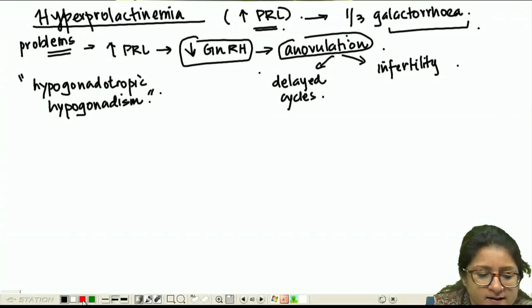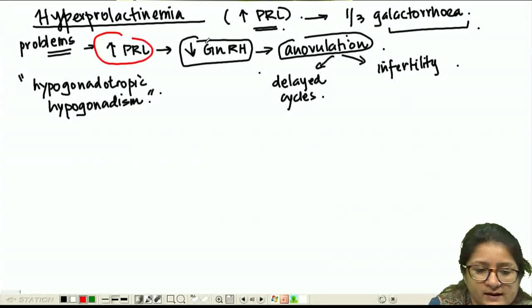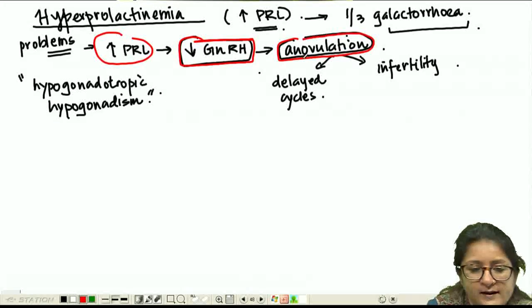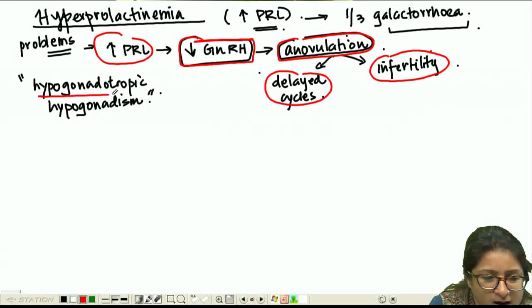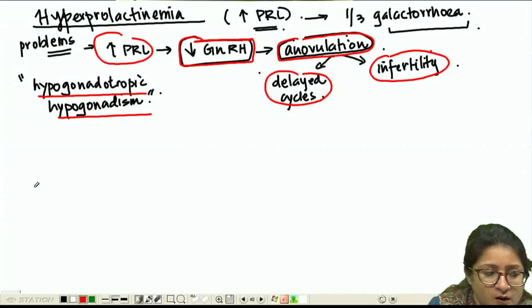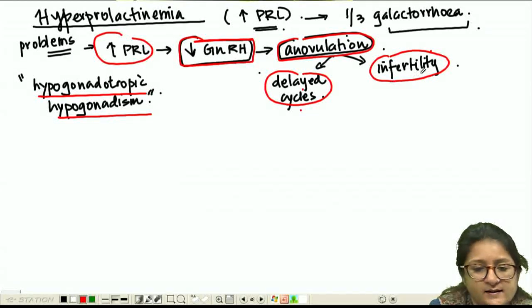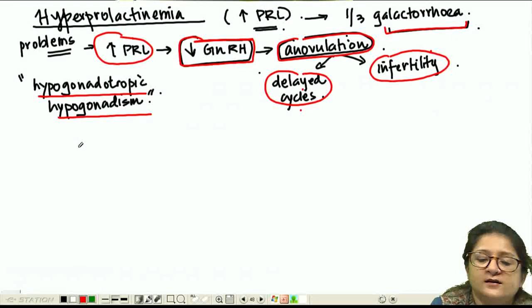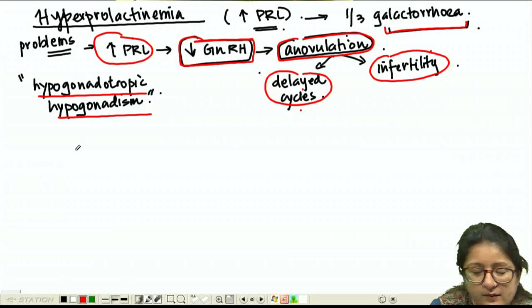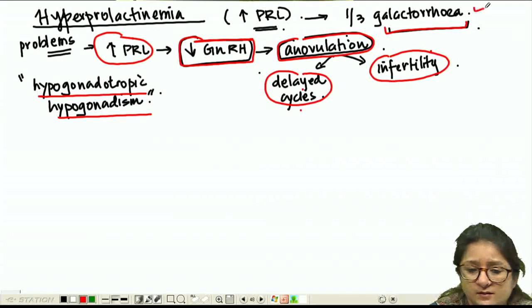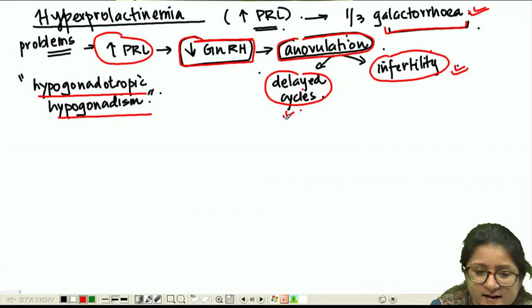Okay, so increased prolactin levels lead to decreased GnRH, leading to anovulation, leading to delayed cycles, leading to infertility, leading to hypogonadotropic hypogonadism, right? So these are the usual presentations: delayed cycles and infertility. This is what the problem with hyperprolactinemia is, and galactorrhea is in itself a nuisance that can happen with hyperprolactinemia. So these are the usual symptoms: galactorrhea, infertility, delayed cycles.